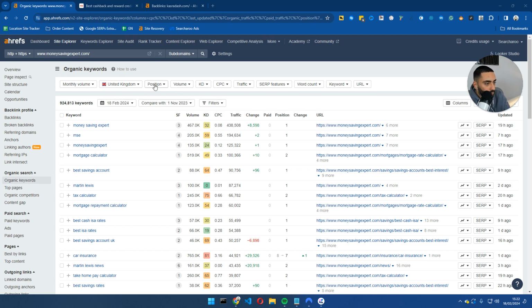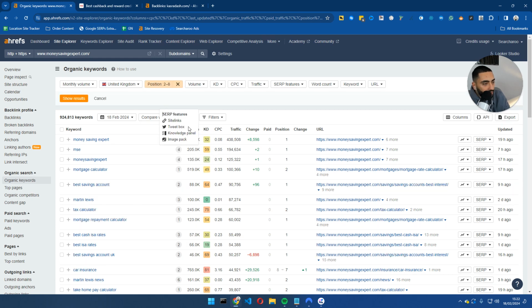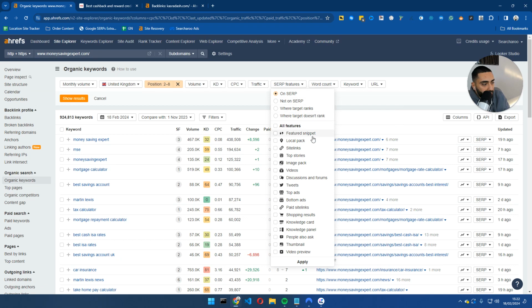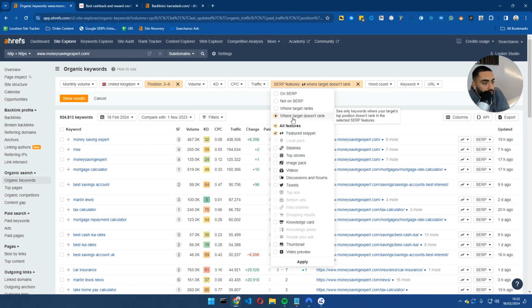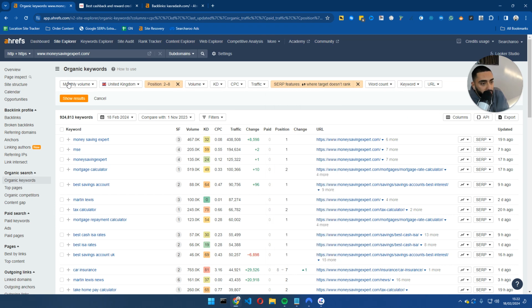So then what we're going to do is positions, let's say 2 to 8. I'm going to click apply, and then what we're also going to be looking at is the SERP features. So we're going to do featured snippet where target doesn't rank, and we're going to click on apply.